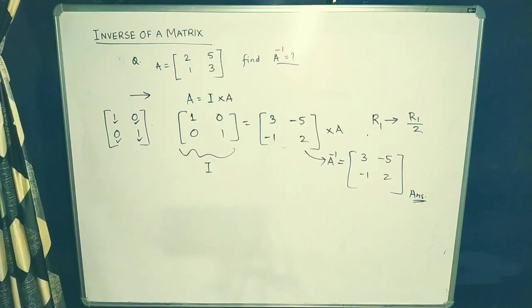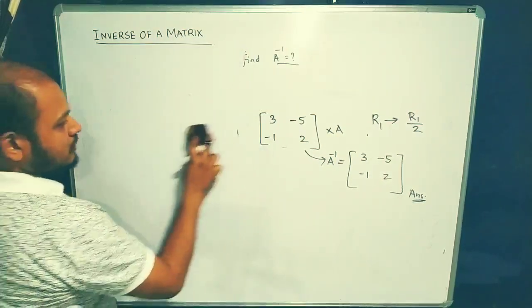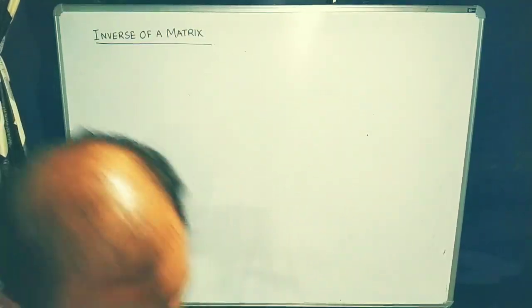Okay, so now we have solved several examples. Let us solve another example. This time it will be a 3 by 3 square matrix. Let us look at an example here.